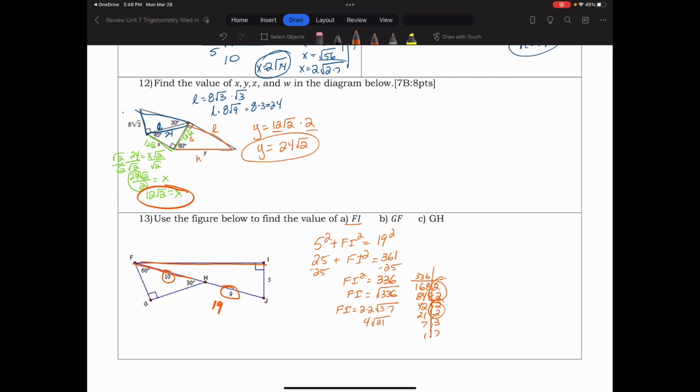Okay, so that's my first one. So FI is equal to 4 radical 21. That was a Pythagorean theorem. So my next one here, since I know that this is 10, I know that this is my short side because it's opposite, so this is going to be 5, so this is 5 radical 3. So GF is 5, and GH is 5 radical 3.